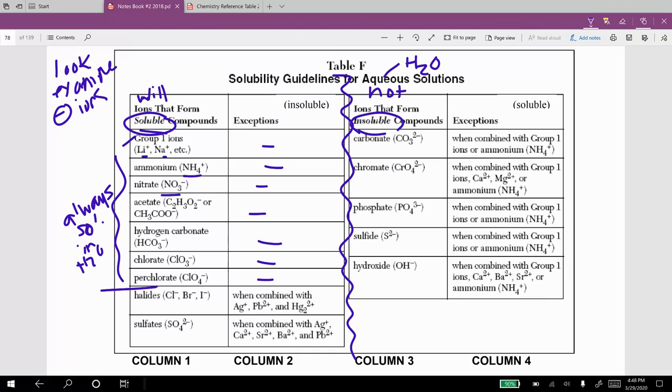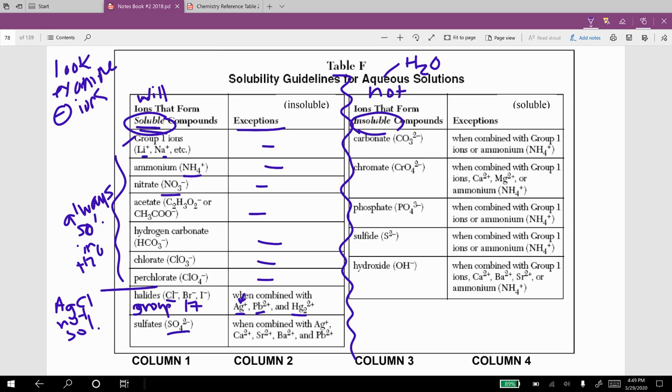But now let's cut this off right here. Your halides, which is group number 17 on the periodic table, are soluble. Exceptions: they're soluble unless they get together with silver, lead, or mercury. So for example, AgCl would not be soluble, because chlorides are soluble, except if it happens to get together with silver. Because the exception makes the rule opposite to the rule.